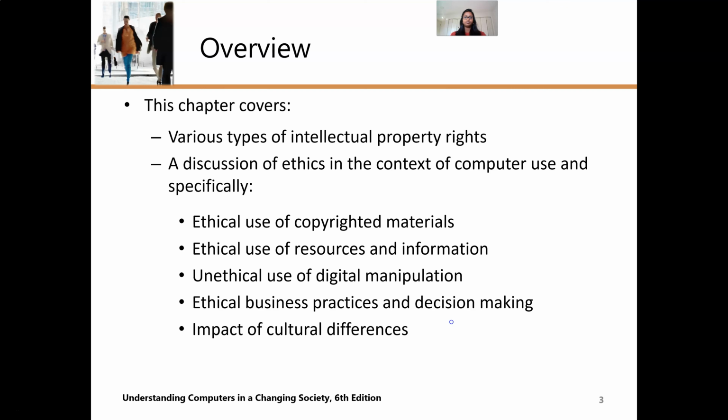So this is the agenda for today, where we'll be discussing the ethics in the context of computer use and specifically related to ethical use of copyrighted material, ethical use of resources and information, unethical use of digital manipulation, ethical business practices and decision making, and finally its impact on cultural differences.